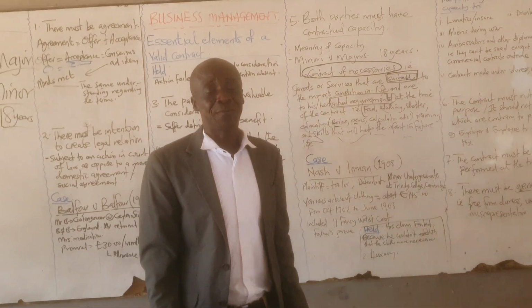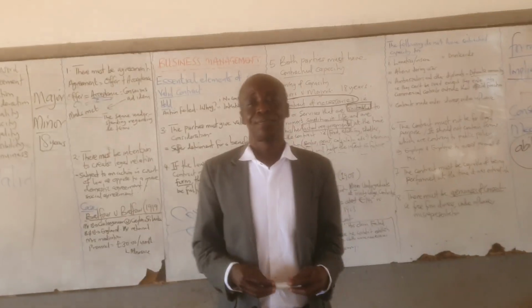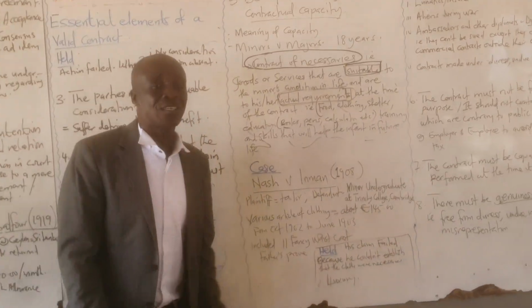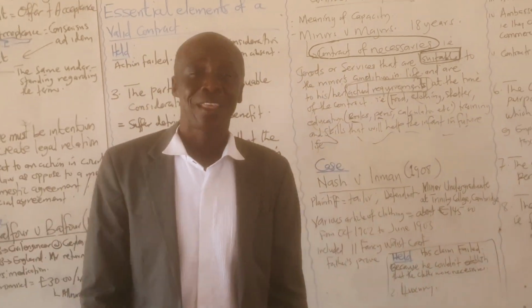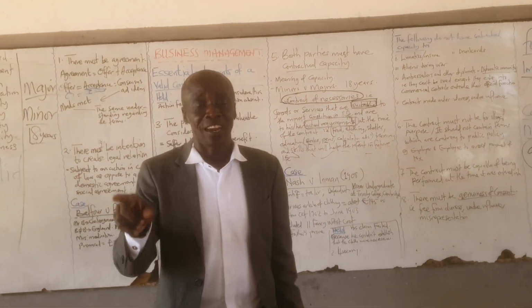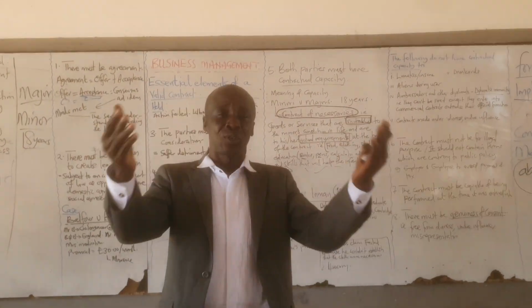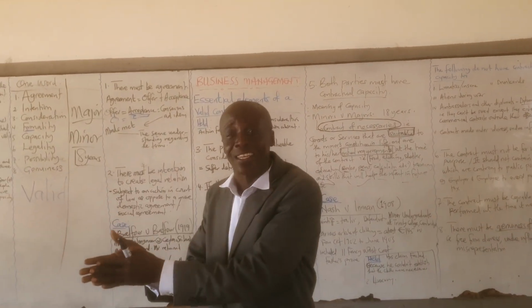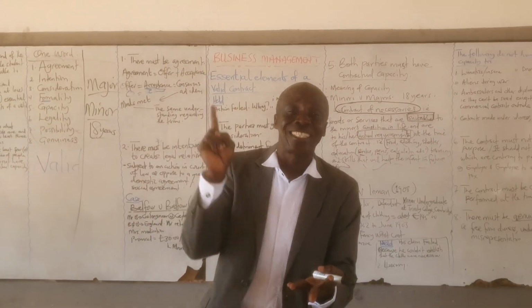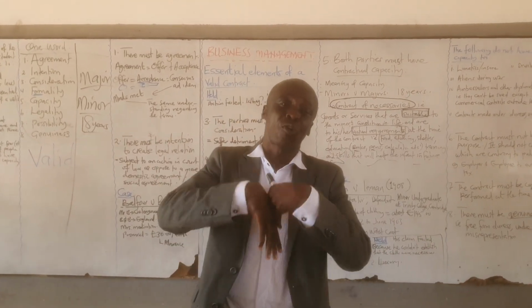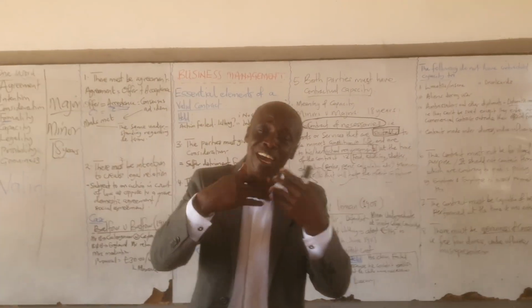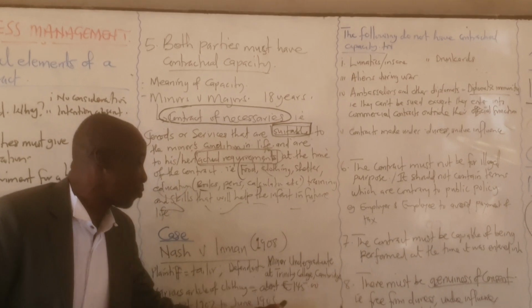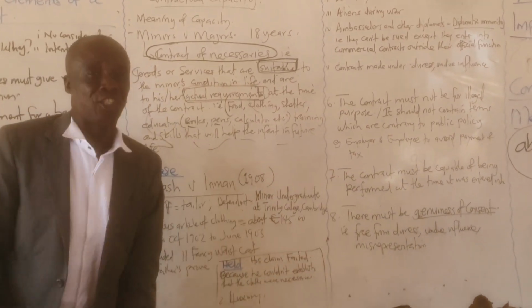Now, the plaintiff was a tailor. And so Nash was a tailor. And the defendant was a minor undergraduate. When you say somebody is an undergraduate, if you go to university and you have not graduated, you are called an undergrad. So when you hear undergrad, it means the person is in his or her first year, second year, third year, or fourth year. The person has not completed. When you complete, you become a graduate. So Inman was a minor undergraduate at Trinity College in Cambridge.